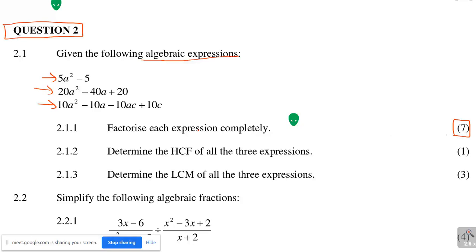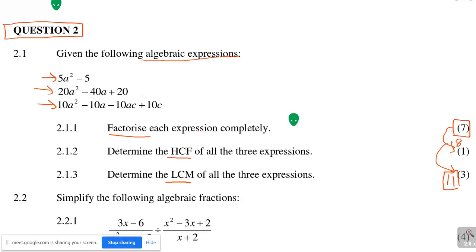But that's not the end. From 7 marks, remember this is 2.1.1. It goes on to 2.1.2. Now it's 8 marks. It goes on to 2.1.3. Now it's 11 marks that you are having there, just linked to factorizing, highest common factor, and lowest common multiple. So you cannot just afford losing these marks. You know what I mean?